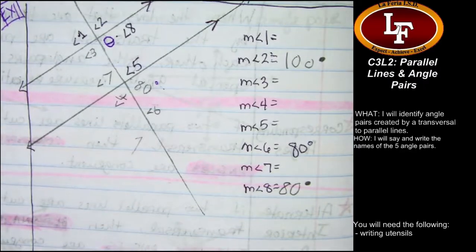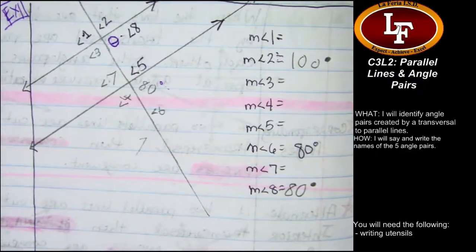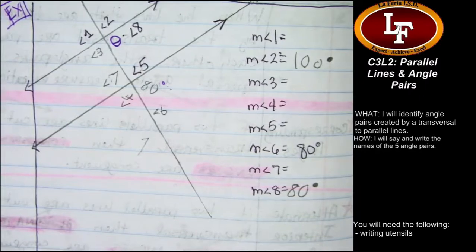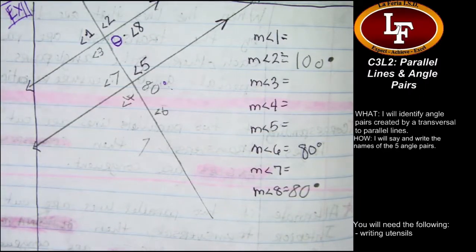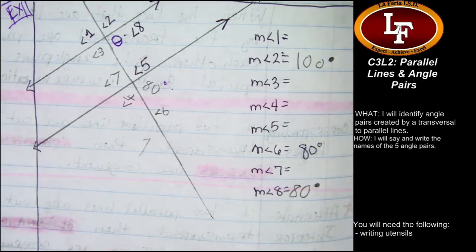So count by tens, 100s. You're going to find out whether the angles are supplementary or congruent. And you'll use the relationships of the angles that you already have to help you fill out the rest.